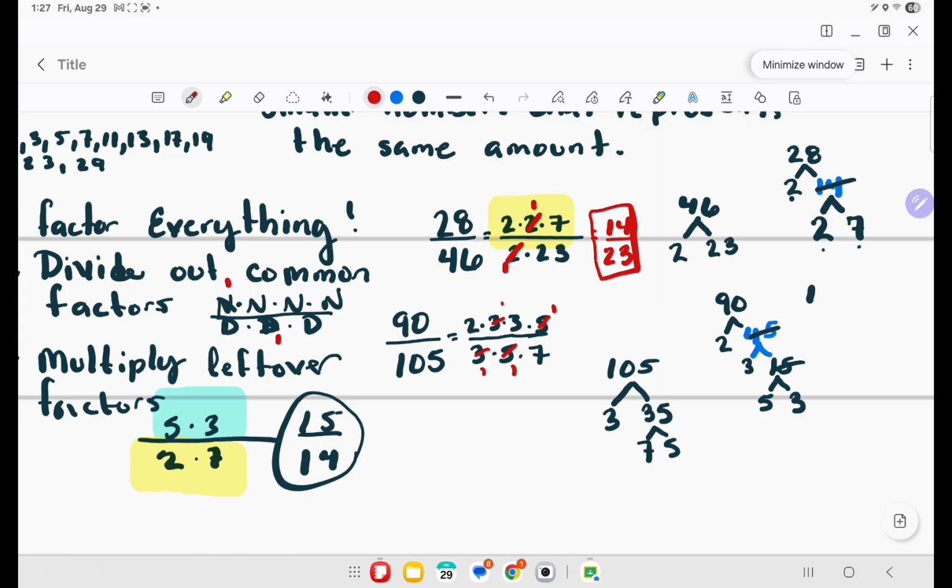Somebody real smart, tell me what the numerator is now. 2 times 3 is 6, and at the bottom, what do we have? 1 times 7 is 7.